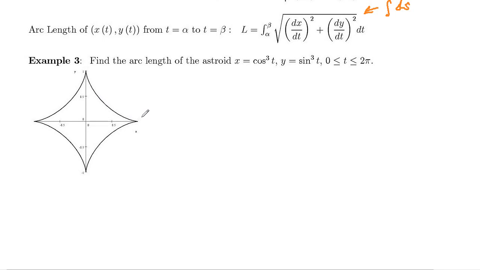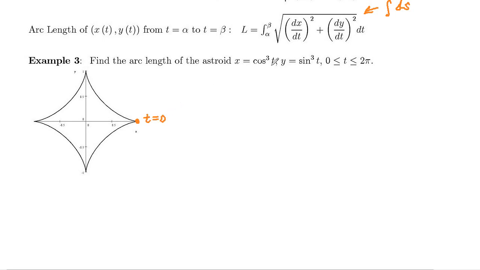Let's first find out what time points are the corners. So if t is equal to 0 where we start, we get cosine cubed of 0, which is 1, and sine cubed of 0, which is 0. So that's this point right here. So that's t equals 0.